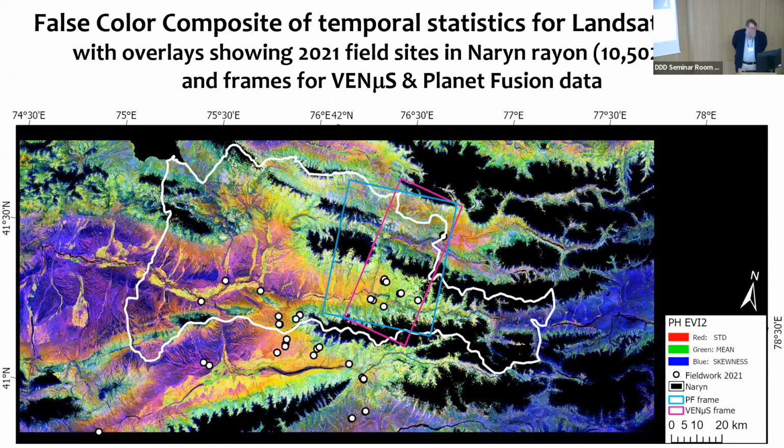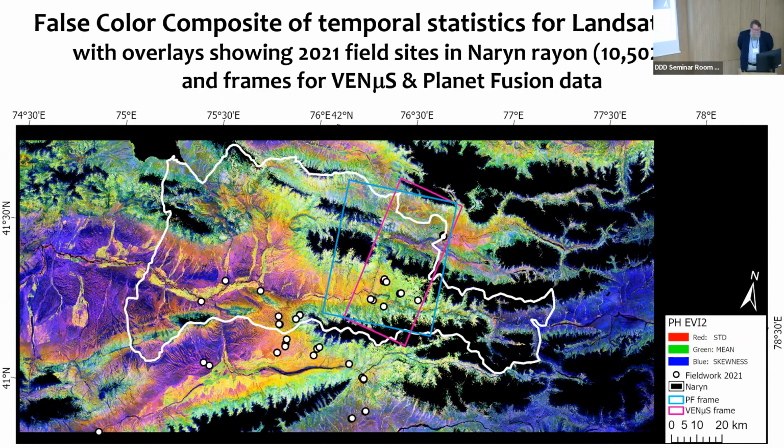Here's a slightly different approach. Instead of looking at the mean by itself, we're looking at the time series statistics. In red, we see standard deviation from the time series. In green, the mean, and skewness in blue. And on top of that, we have the outline of the Naryn region, about 10,000 square kilometers.